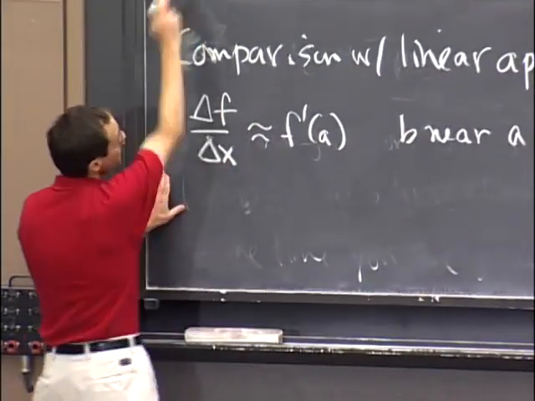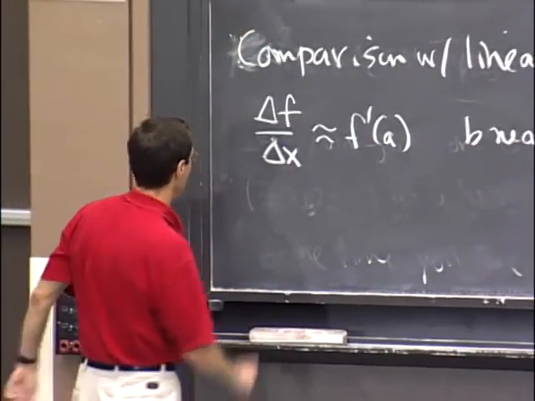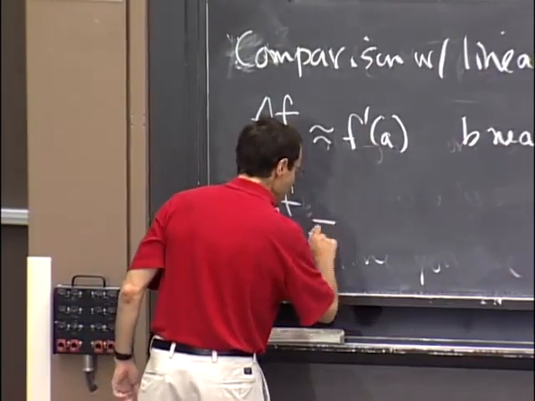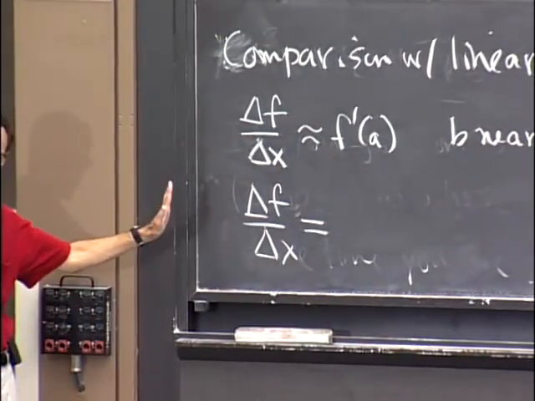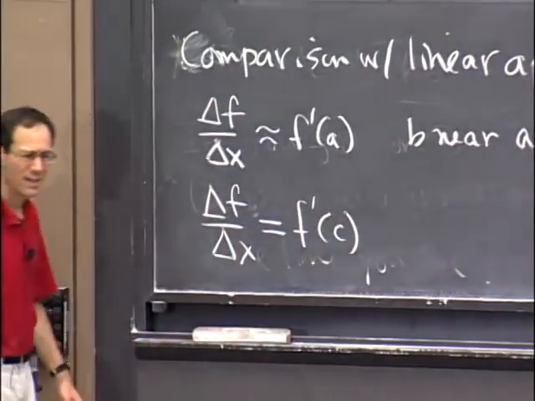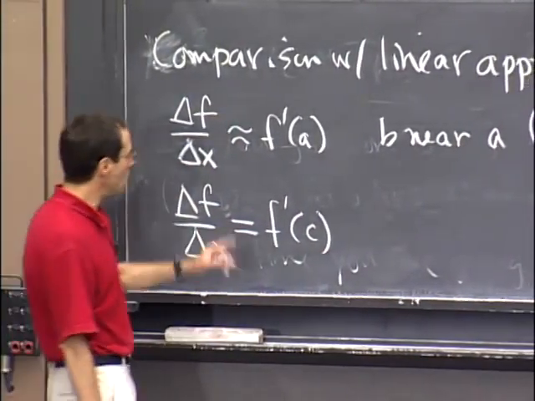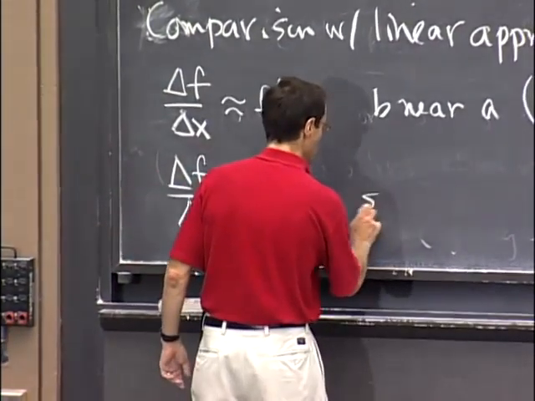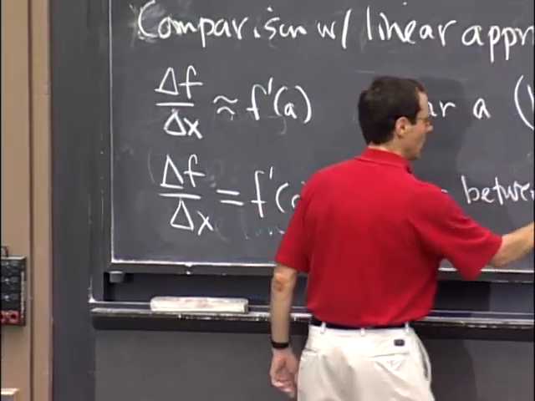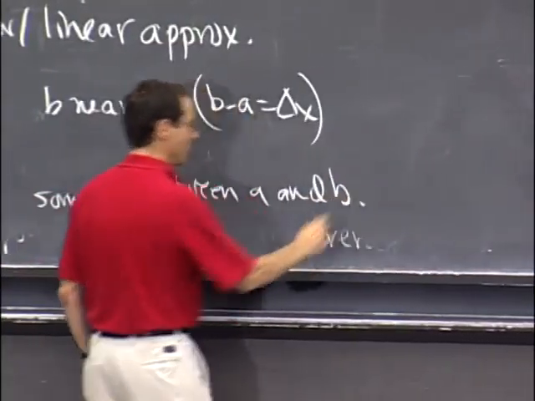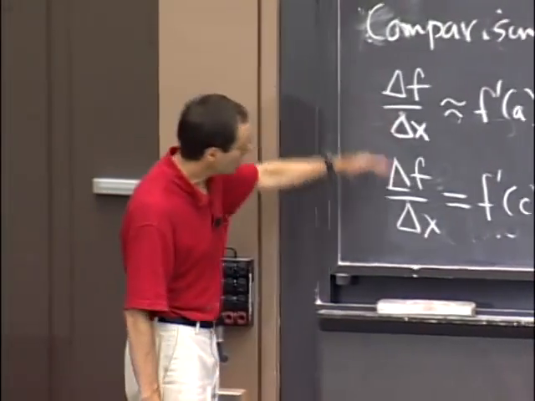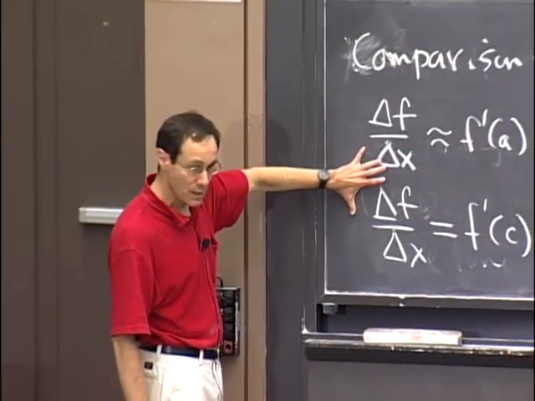This statement, which is in the box, is the statement that this change in f is actually equal to something, not approximately equal to it. It's equal to f prime of some c. And the problem here is that we don't know exactly which c. So this is for some c between a and b. All right, so that's the difference between the two.